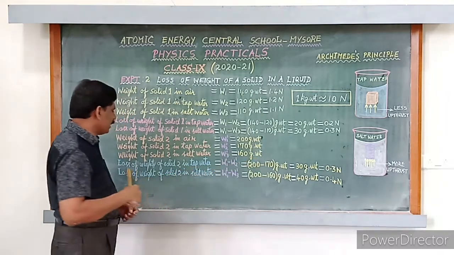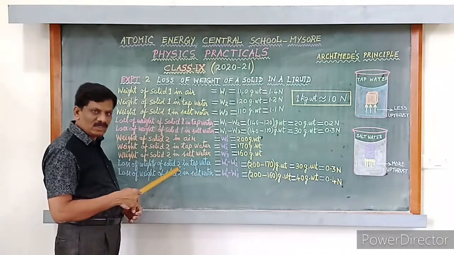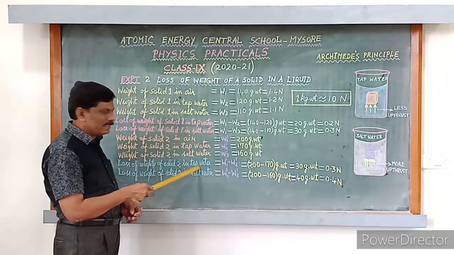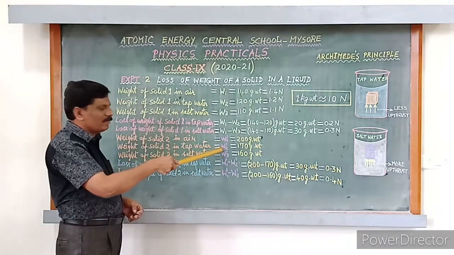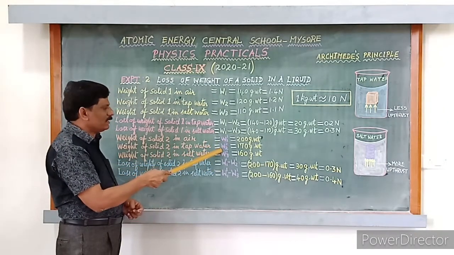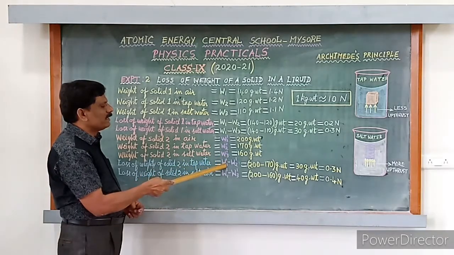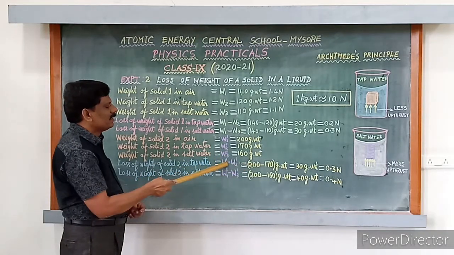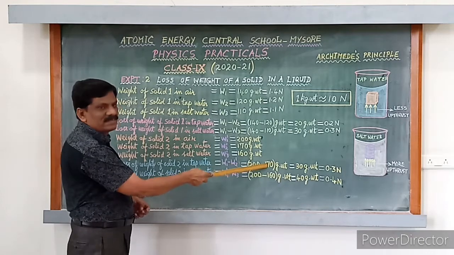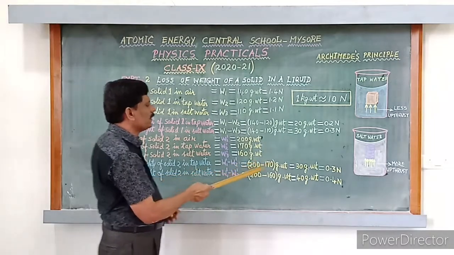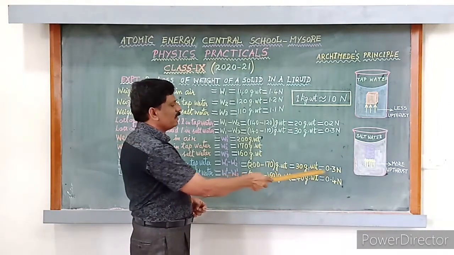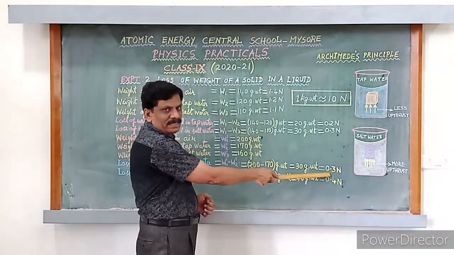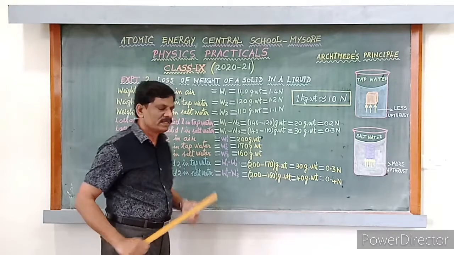Okay, now loss of weight of the solid 2 in tap water is equal to what? W1 dash minus W2 dash. Is it not? So I substitute. W1 dash is 200 gram weight minus W2 dash is 170 gram weight. So 200 minus 170 is 30 gram weight, and the corresponding value in Newton is 0.3 Newton.